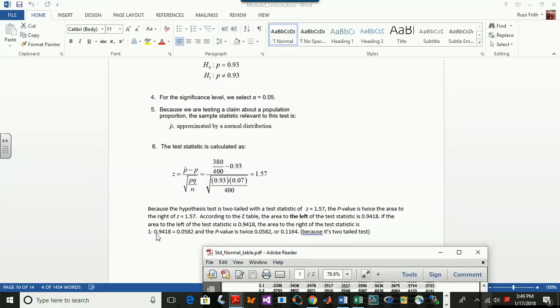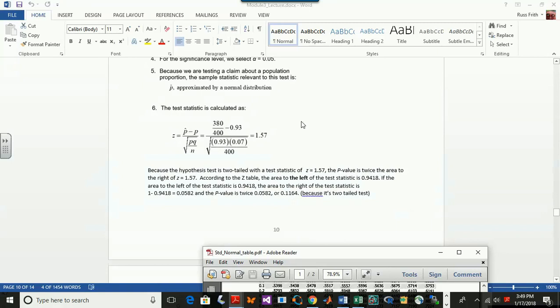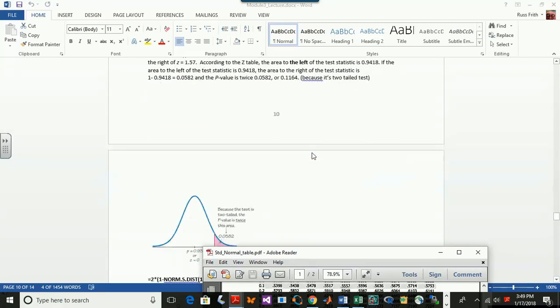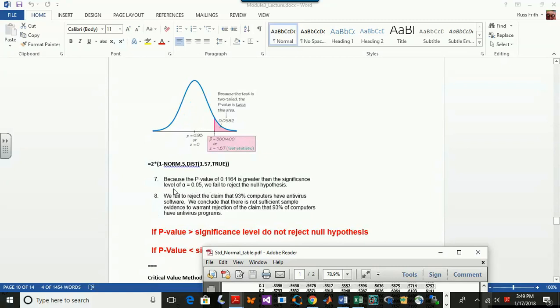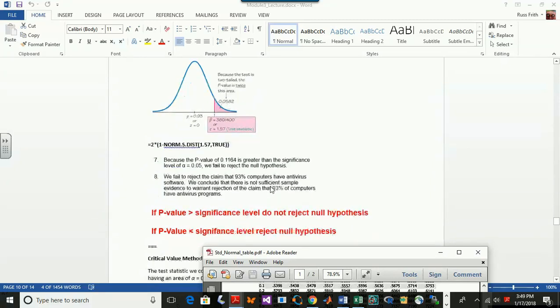Okay, so that's 0.0582, and the p-value is twice that, which is 0.1164, and that's bigger than alpha. So you fail to reject the null hypothesis because it's a two-tailed test. So right here is the setup. Because the p-value is greater than alpha, we fail to reject the null hypothesis.